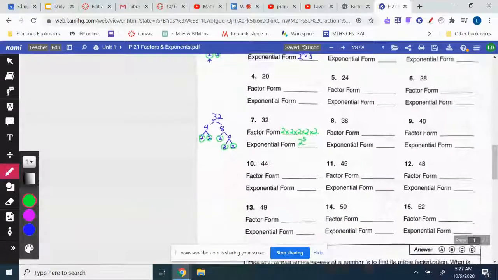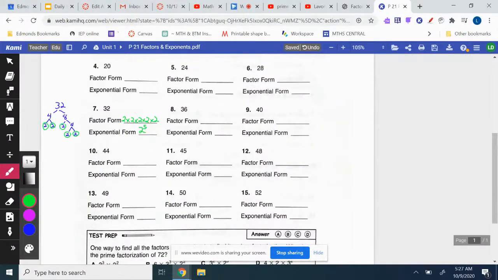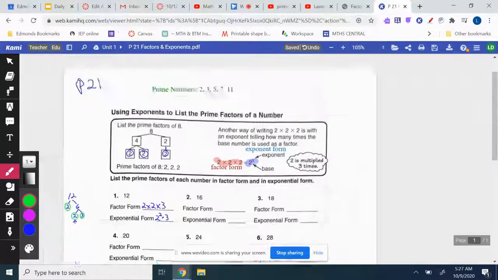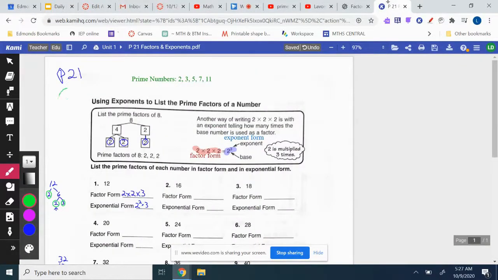We are going to go over more of these in class. I do want you to do the evens, but I also want to practice the odds in class. So make sure that you are doing the evens.